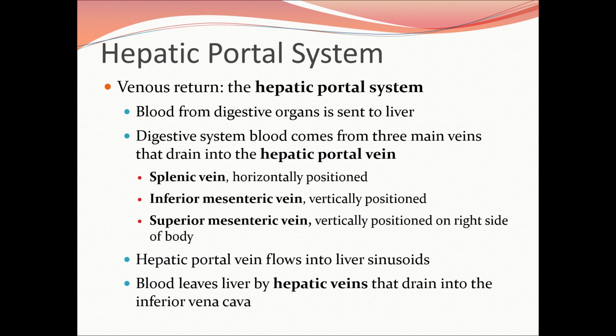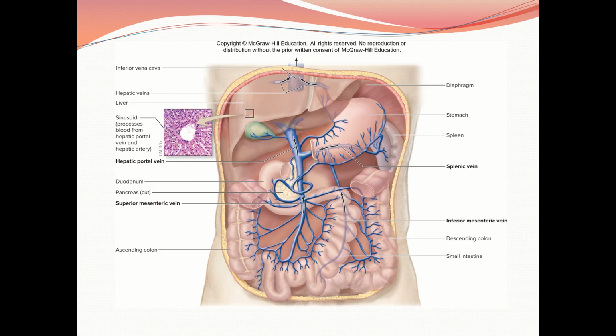The hepatic portal vein flows into liver sinusoids, and blood leaves the liver by hepatic veins that drain into the inferior vena cava. This illustration shows the hepatic portal system. This is a very large vein and is easily seen in, like, the fetal pig dissections.